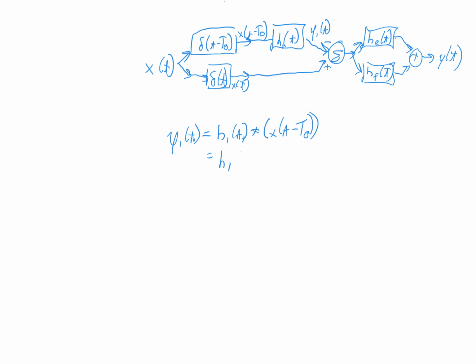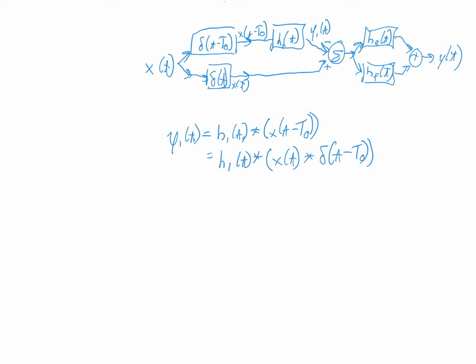But more formally, going back to the basics, the x of t minus t0, the way we got that was we took the signal x of t and convolved it with a delta at t minus t0. Now, it turns out, and I have not proved this, but it is a true statement, that convolution is associative.